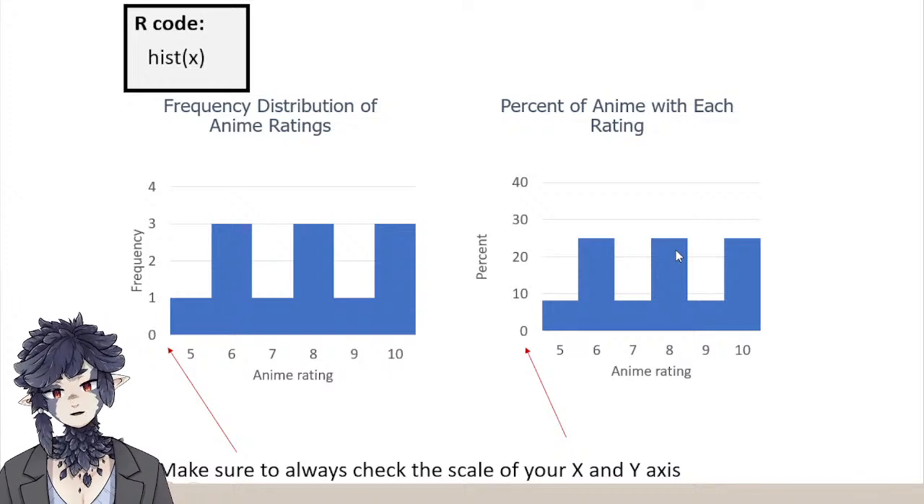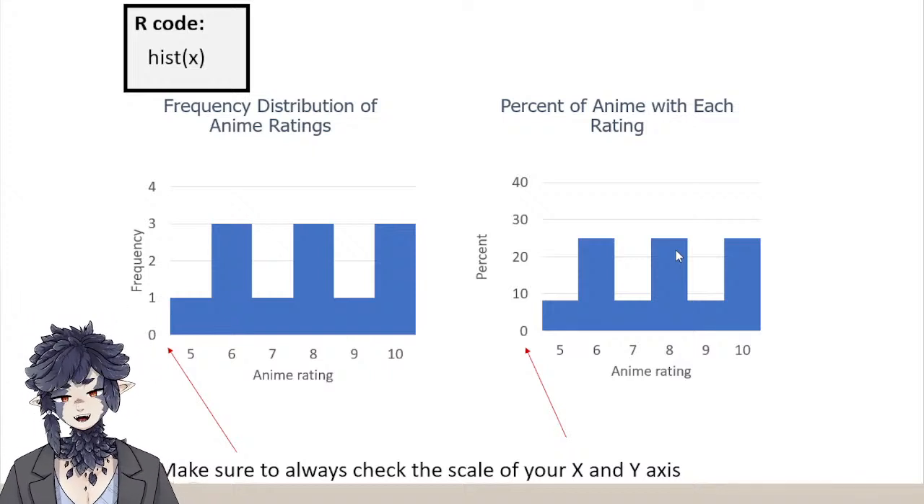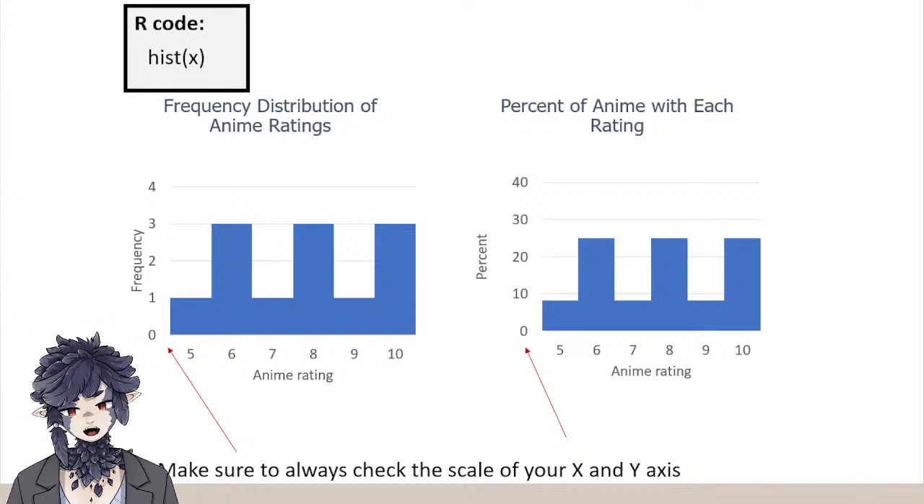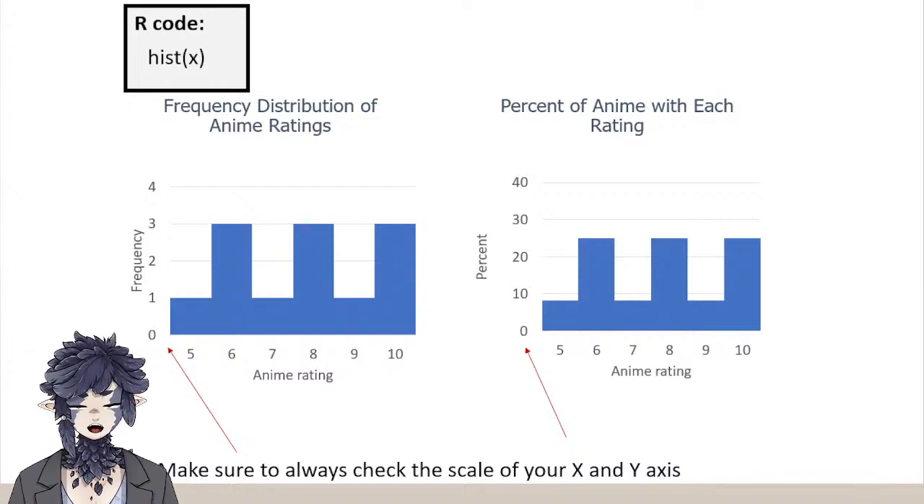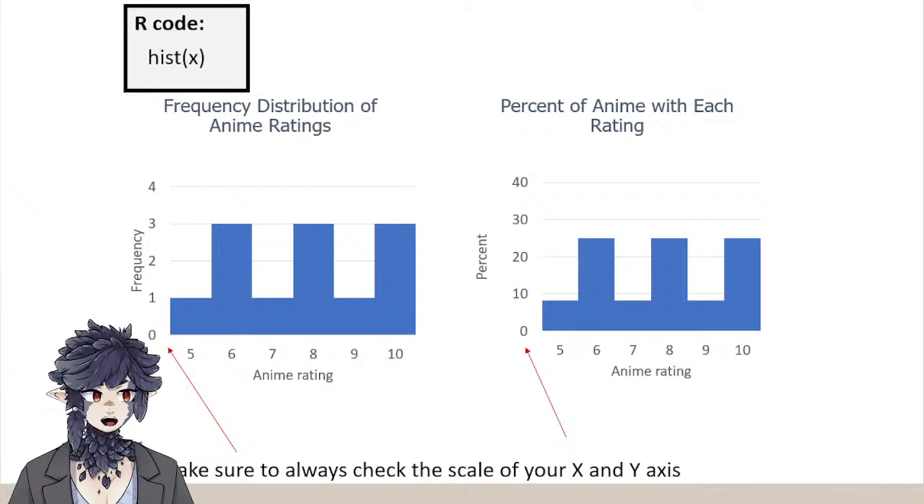I definitely always recommend you pay attention to the y-axis to tell if you're looking at how common it was, or the percent of the total it was, because the graphs themselves will look pretty similar. It's just the number on the y-axis that will look different.